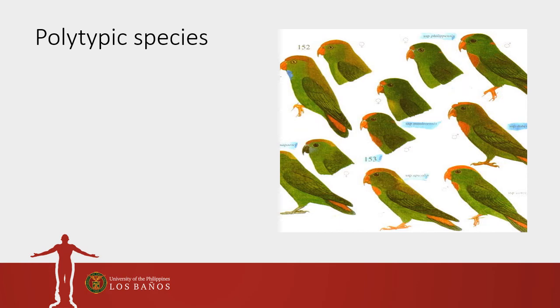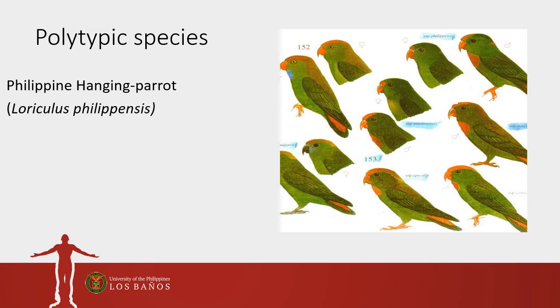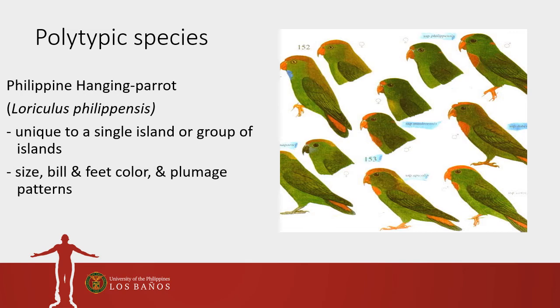For the polytypic species, maybe you are familiar already with this, the Philippine hanging parrot. It's found throughout the Philippines, Loriculus philippensis, and there are different subspecies that are unique to a single island or group of islands. And so there are several subspecies based on their size, the color of the bill and the feet, and also in terms of the plumage patterns.